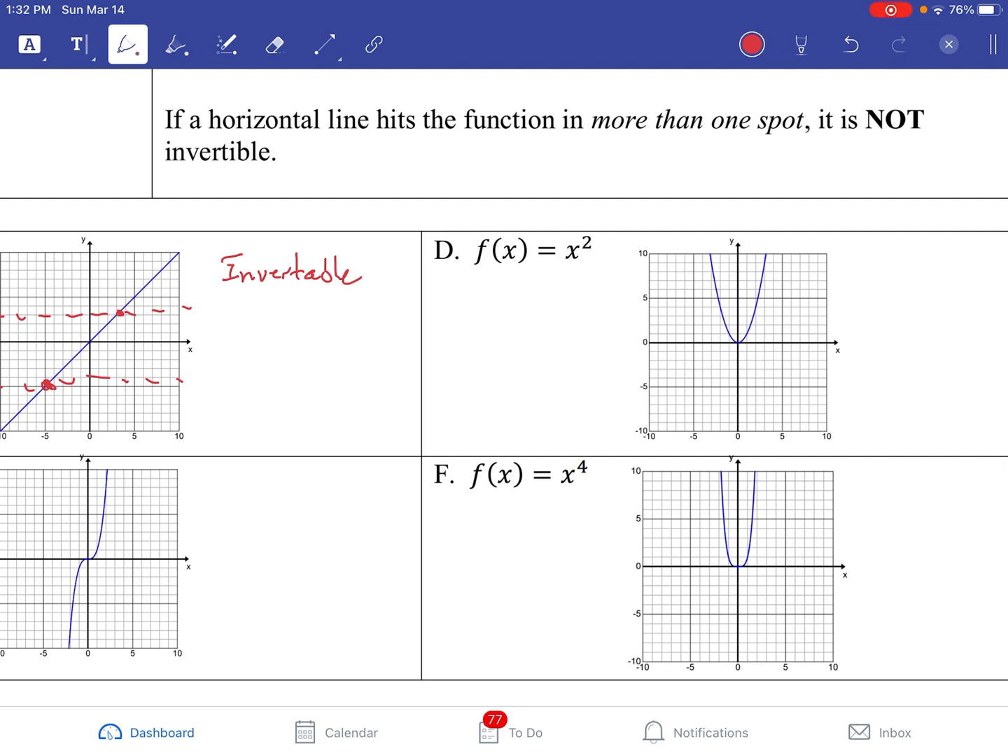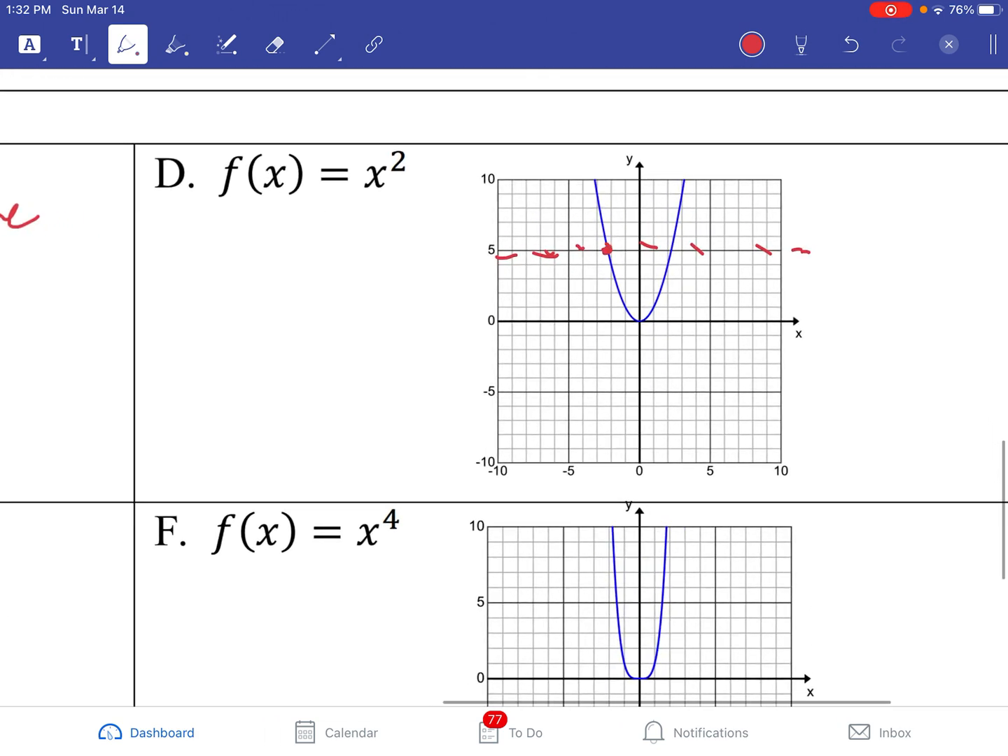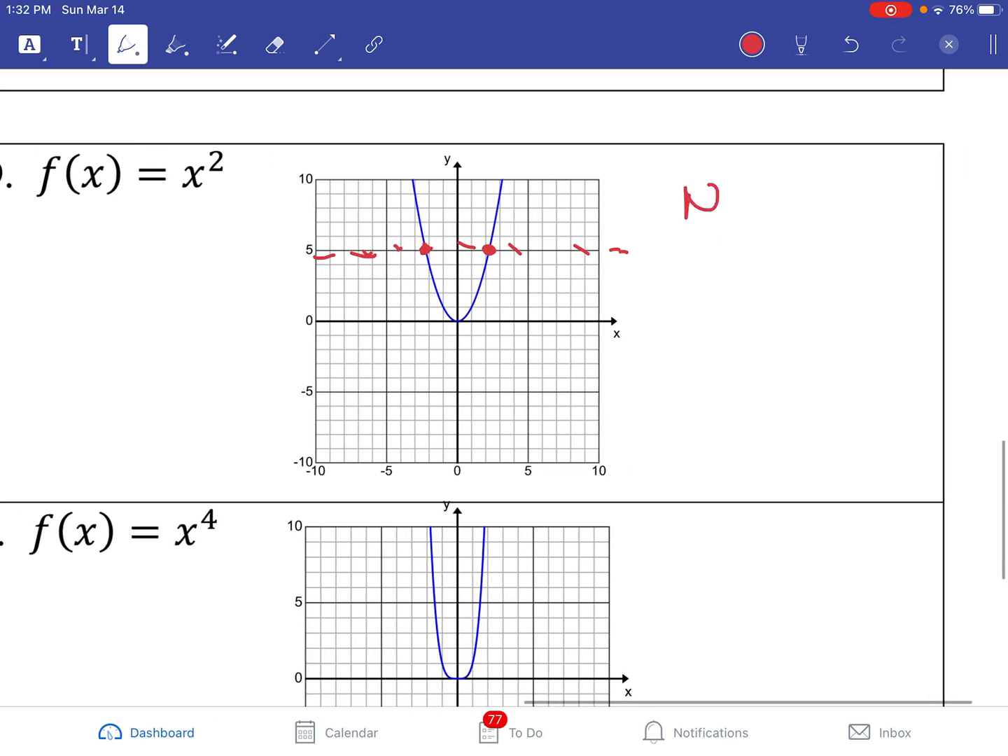Let's check x squared. Okay, so it passes the vertical line test, so that's good. So let's check the horizontal line test, and well, that's not so good because it hits two spots on one line. So this is not invertible.